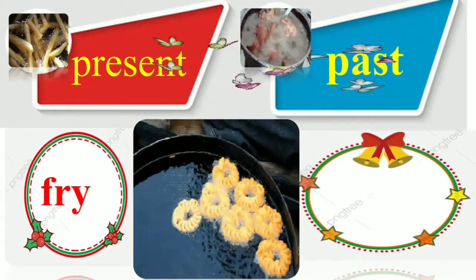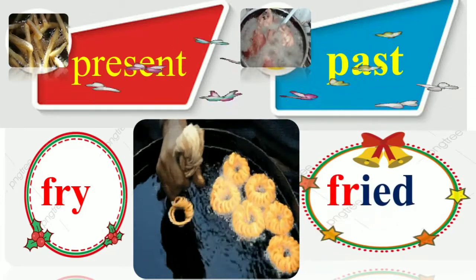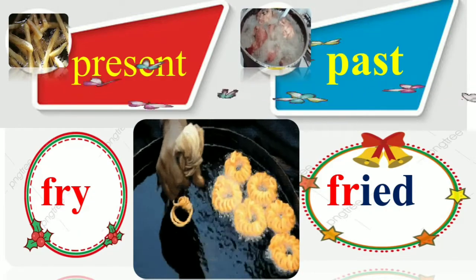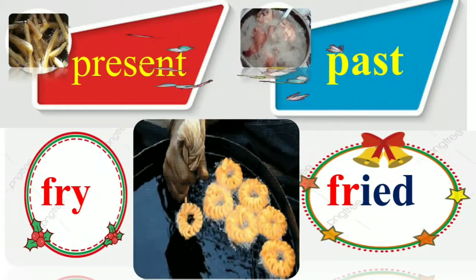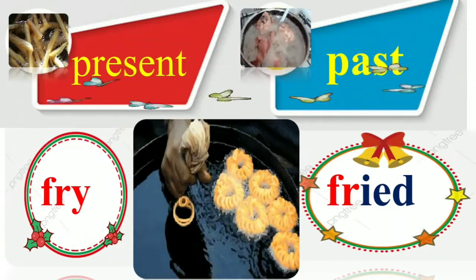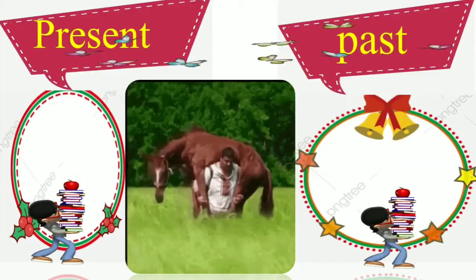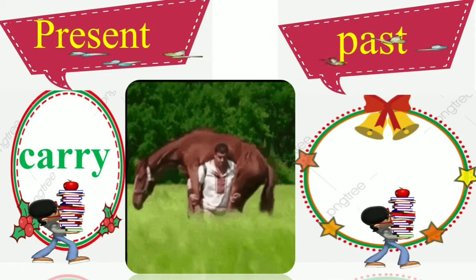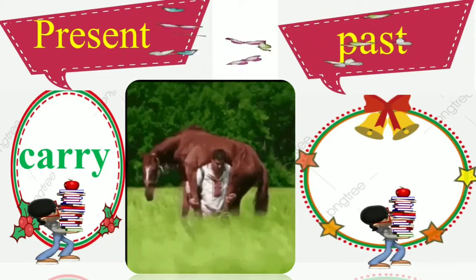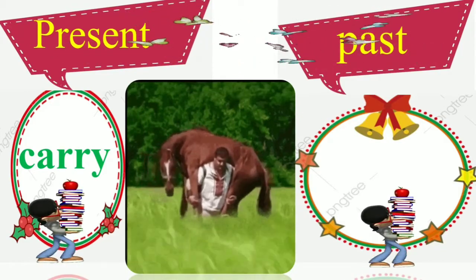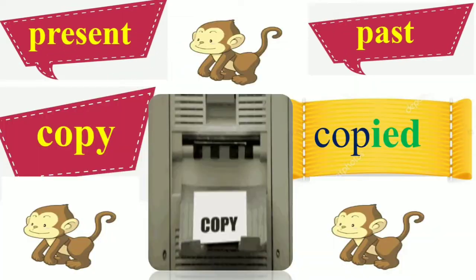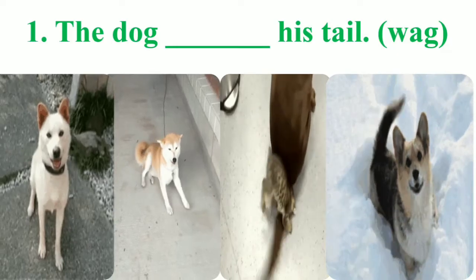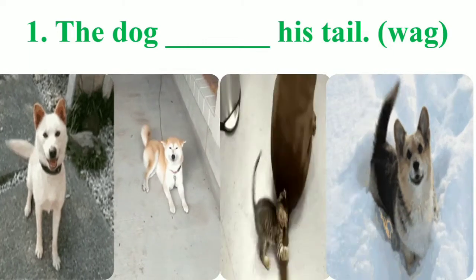Okay, then the next verb is fry. And what is the past form of fry? It is fried. Look here, we have removed the Y and instead of Y we have written I and added ed to the verb to make it past. Then carry. You can see that man is carrying the big horse on his back. Carry and the past form is carried. Then copy, copied.